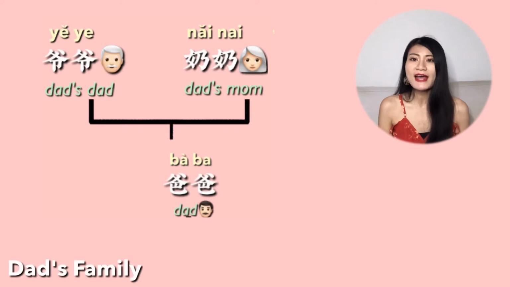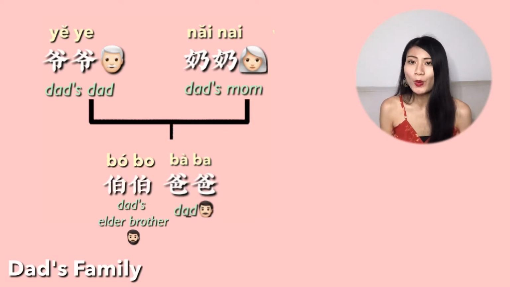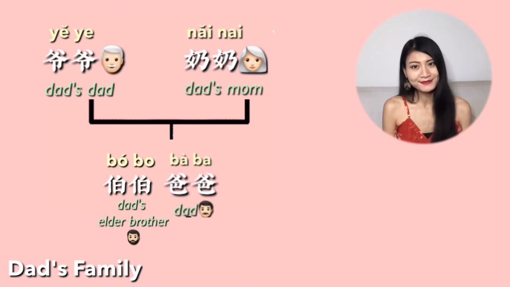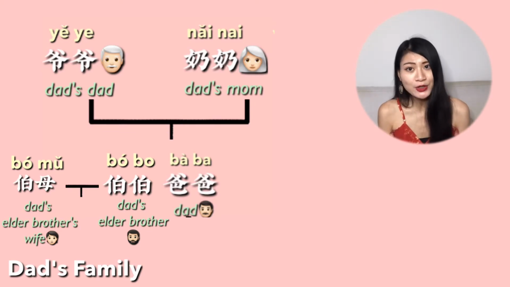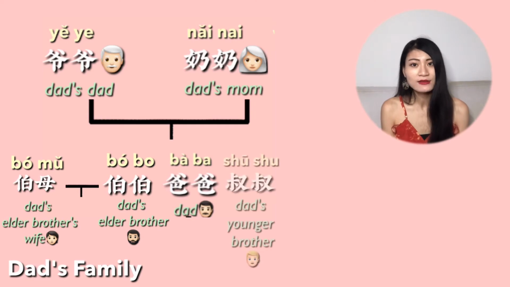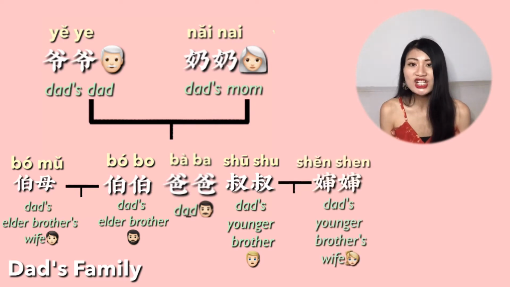So we will call dad's elder brother 伯伯, or 伯父. For their wife, we call them 伯母. That's elder brother's wife. And for dad's younger brother, we will call him 叔叔, and for their wife, we call them 婶婶.